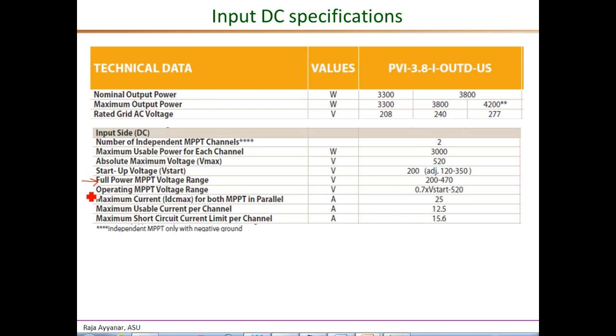Then there is the operating MPPT voltage range, which is a wider range than this full power MPPT range. What this means is that in this voltage range, the inverter will still try to do MPPT tracking, but based on the required current and the current rating of the device, it may not be able to deliver the full power that is possible from the sun.